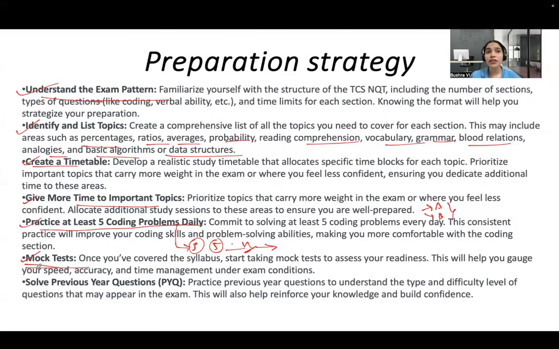We're not specifically talking about the TCS NQT here. For any test that you're giving, the more mock tests you give, the more practice you have, the easier it is going to be for you.